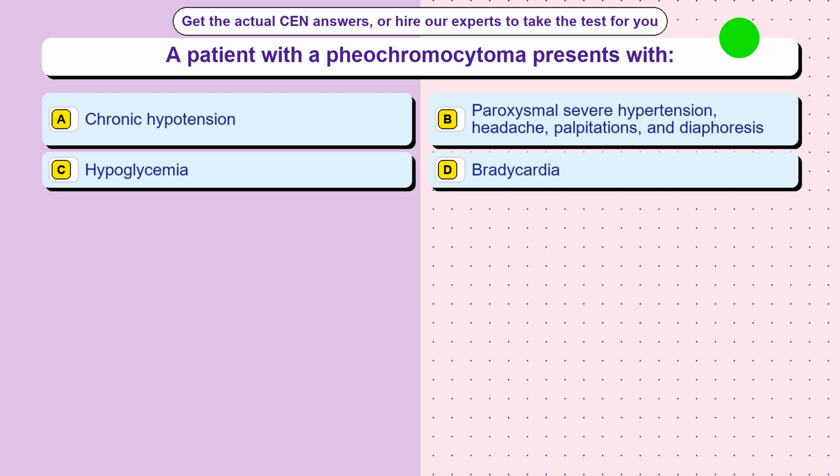Question 5. A patient with a pheochromocytoma presents with: Option A. Chronic hypotension. Option B. Paroxysmal severe hypertension, headache, palpitations, and diaphoresis. Option C. Hypoglycemia. Option D. Bradycardia.